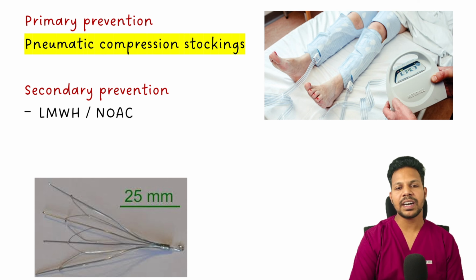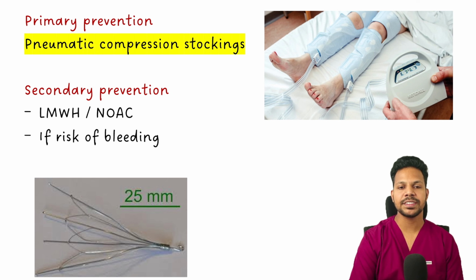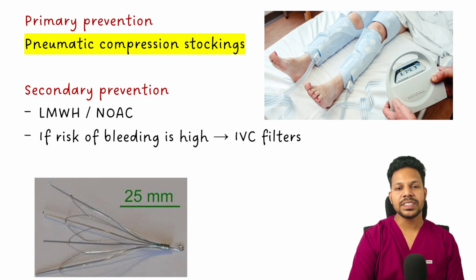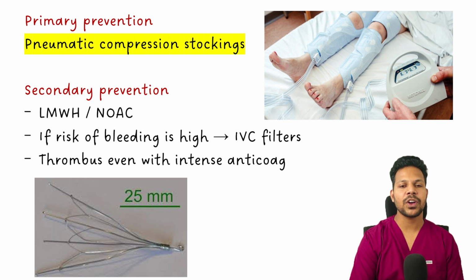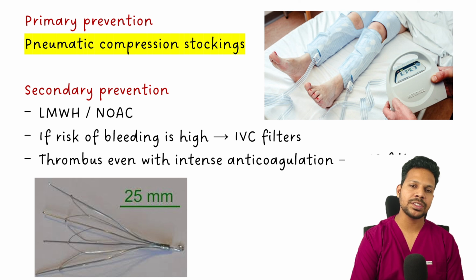If the bleeding risk is high, then you can place IVC filters. So here is an IVC filter that is shown in the image. If the thrombus is not dissolving even with intense anticoagulation, then also you can prevent its embolization from deep venous thrombosis to the pulmonary circulation by placing an IVC filter. So this is all about pulmonary embolism.